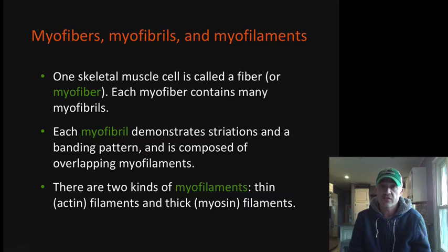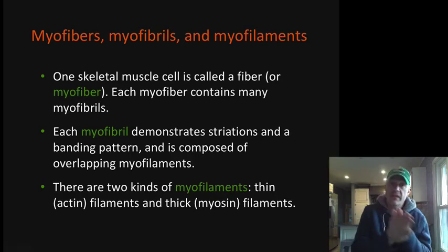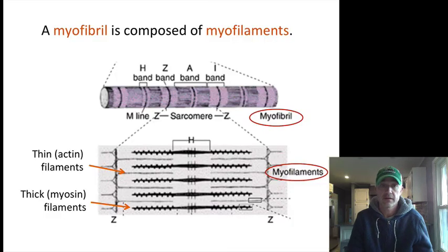So like it says here, each skeletal muscle fiber or cell is called a fiber. Each one of those may contain many, many myofibrils. Those myofibrils are going to have those distinct sarcomeres and are made up of actin and myosin filaments. Those are the thick and thin filaments that are making up each myofibril, which is making up each muscle cell or fiber.